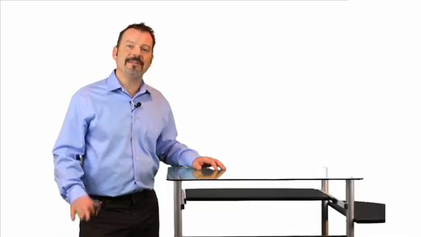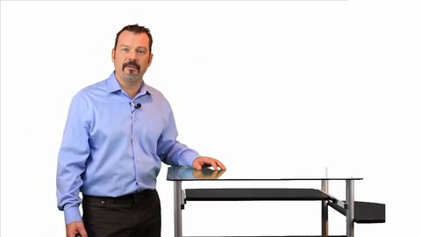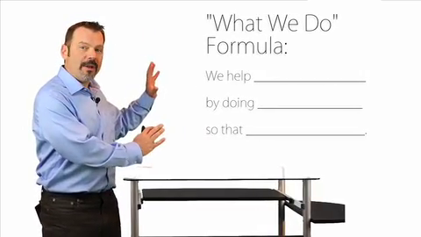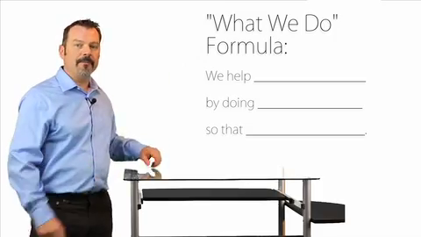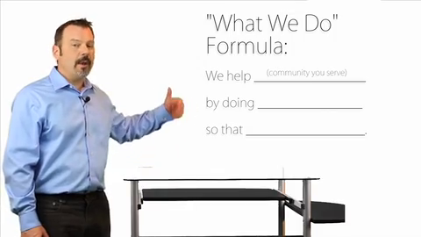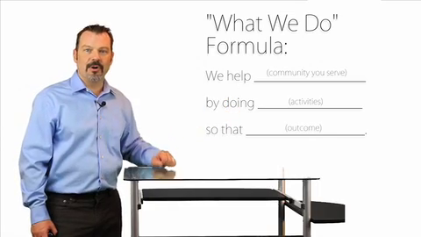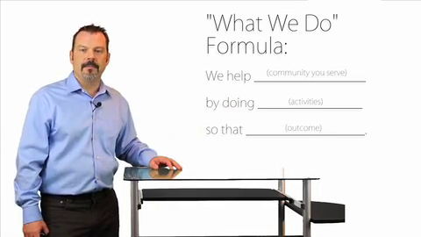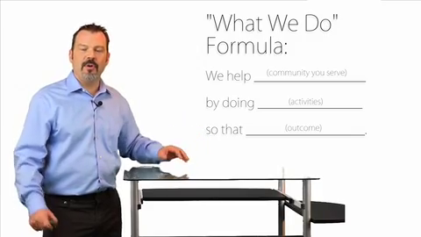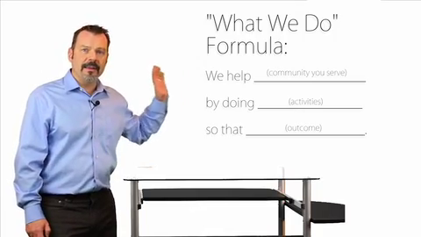And that's usually best given in a second opportunity to sit down for a cup of coffee or give a formal presentation. So step one is to write down your "what we do" statement using this formula. We help [the community you serve] by doing [the activity that you do] so that [the result that you expect to get]. How would the world be different if you achieved your mission? This formula is key. Get it down and learn it.